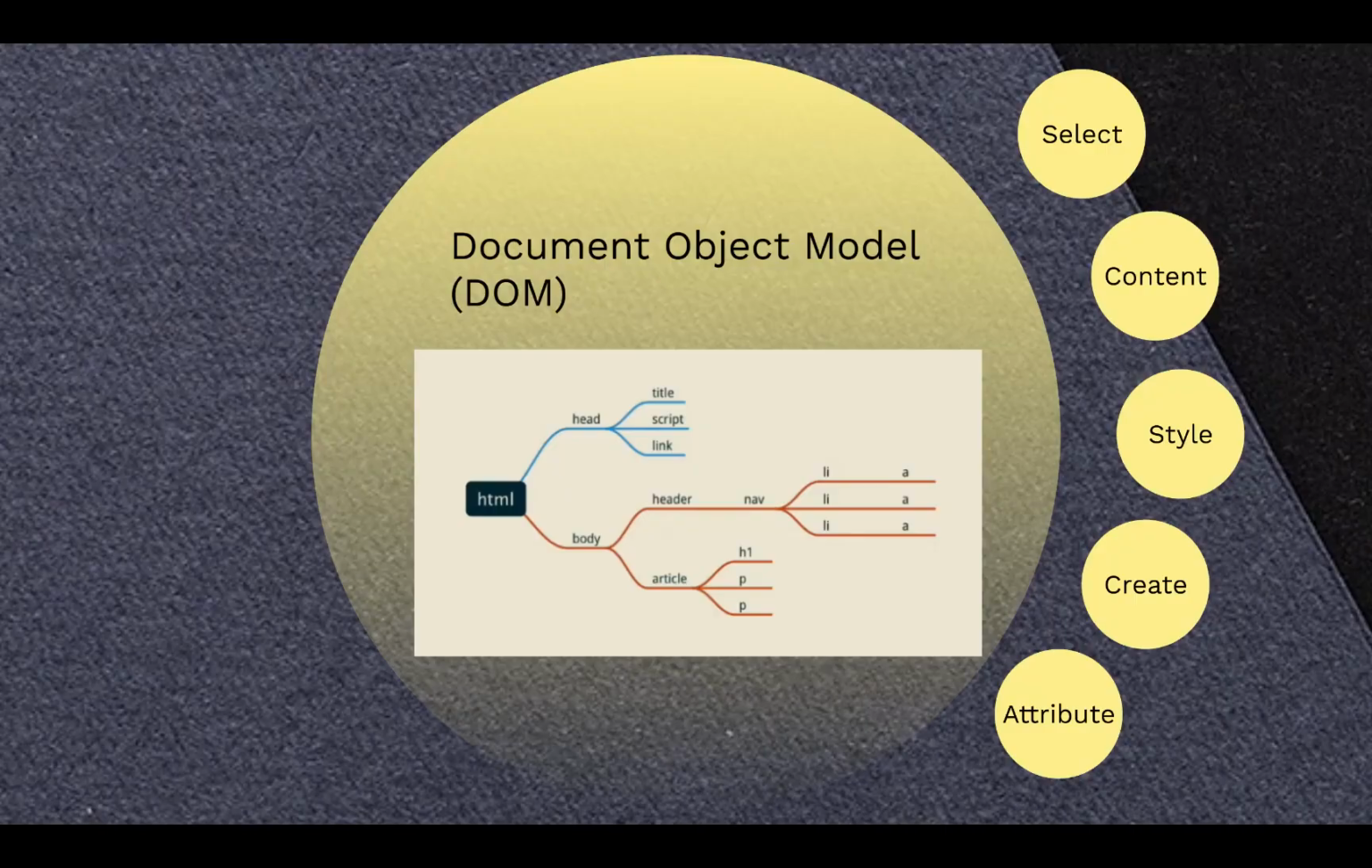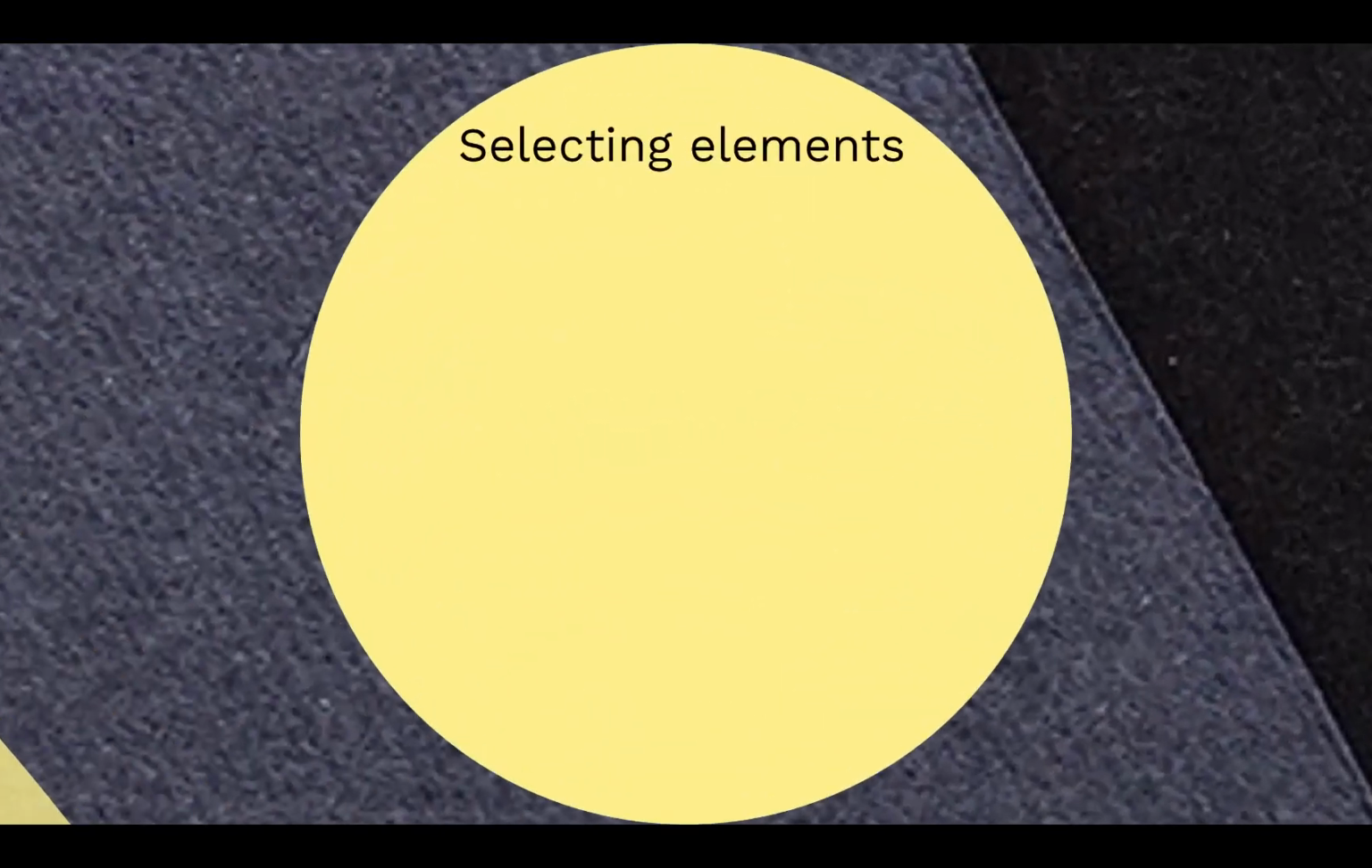And then the body is parent to its children, header and article, which are siblings, and so on. These elements model how the browser presents the page to the user. JavaScript can access, change, add, or delete elements in HTML by interacting with the DOM. You can reference or select these elements using JavaScript with the following methods.